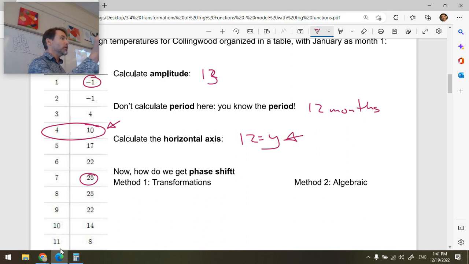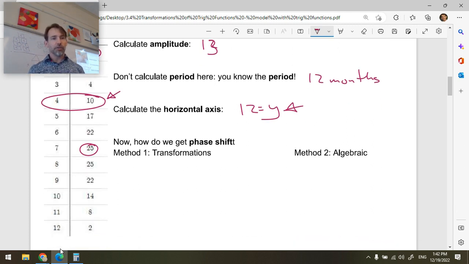If I wanted to use cosine, let's use cosine. Cosine starts at the maximum. So I would want to shift a cosine function by about 7.5. Let's see if I can put that in with cosine, and it would look like this.